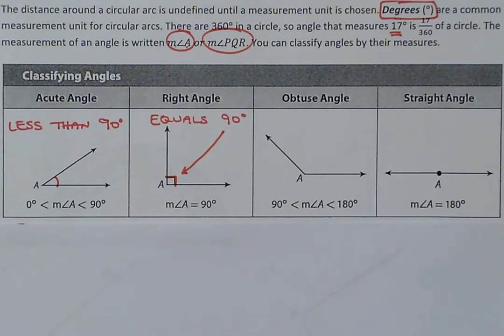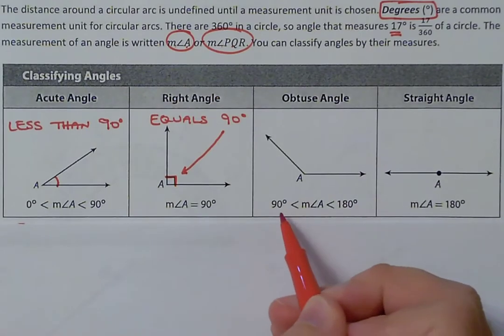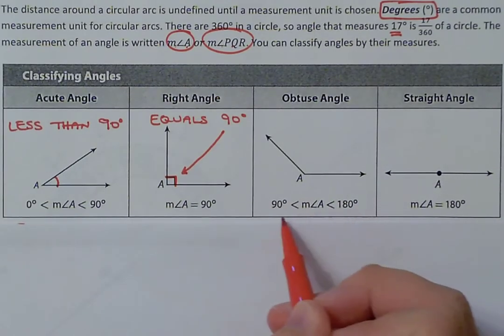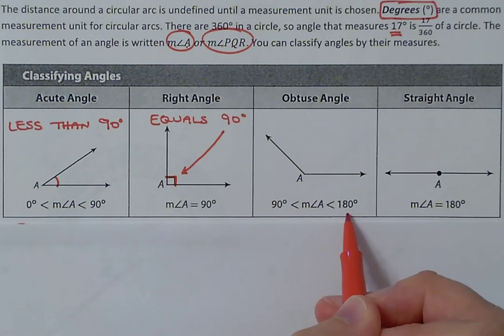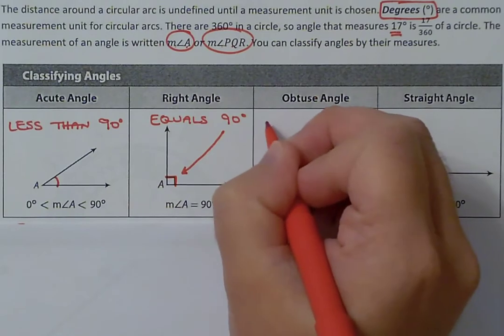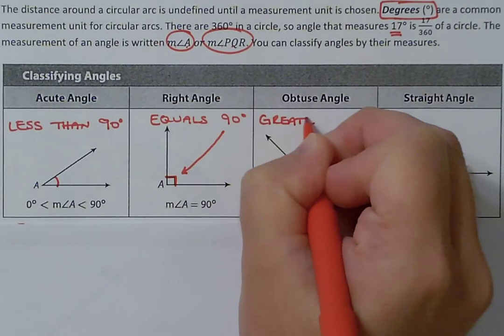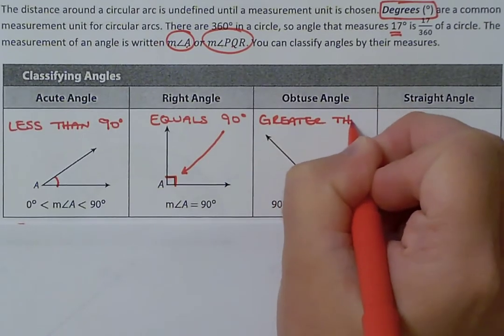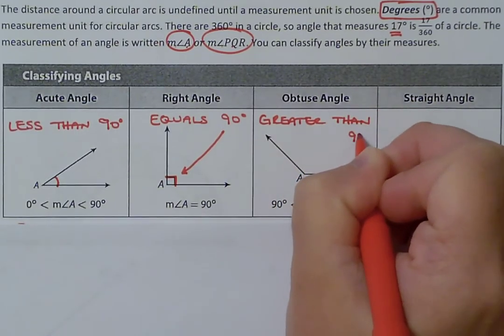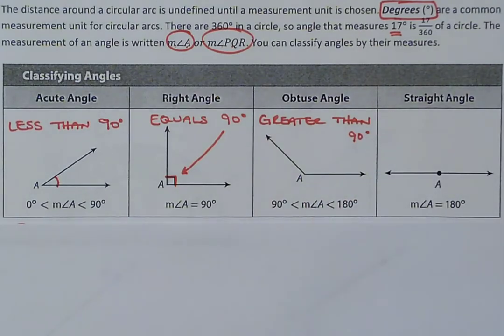Now, an obtuse angle, for our third one, is going to be from 90 degrees to 180. So anything larger than 90 degrees is going to be an obtuse angle. So if your angle measure is greater than 90 degrees, it's an obtuse angle. Now, there are angle measures in a classification greater than 180. We're not going to worry about that at this time.